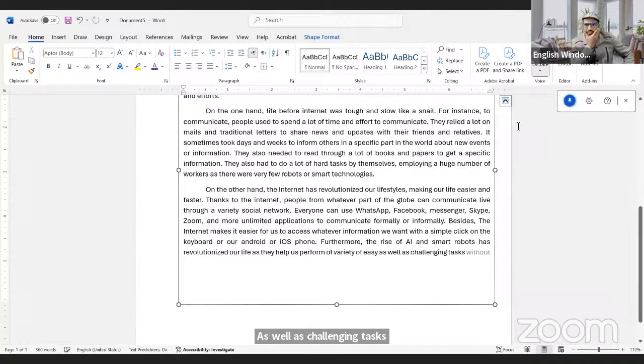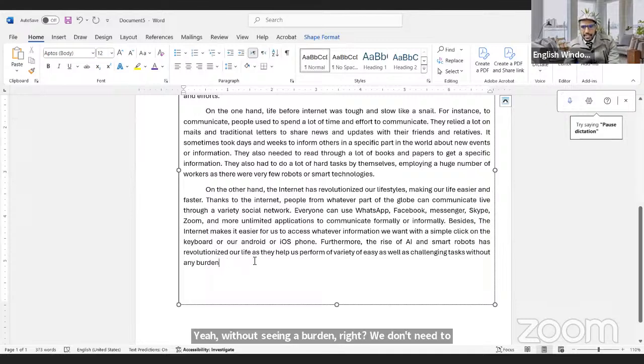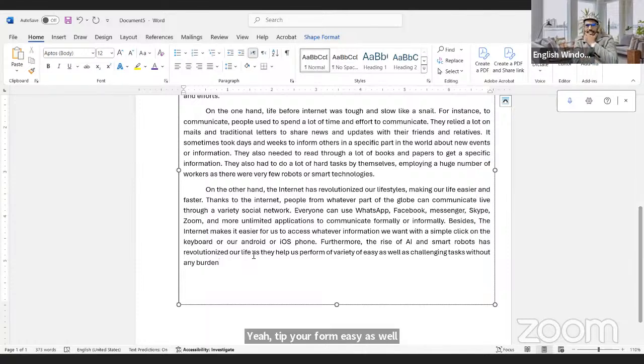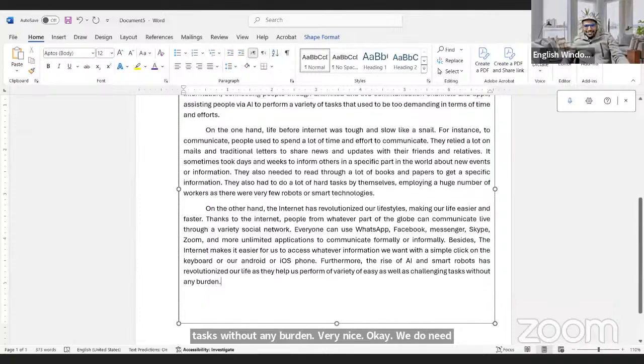without any burden, right? بدون تعب. To perform easy as well as challenging tasks without any burden. Very nice. Okay, بدون تعب. I think it's going to be nice, very good.